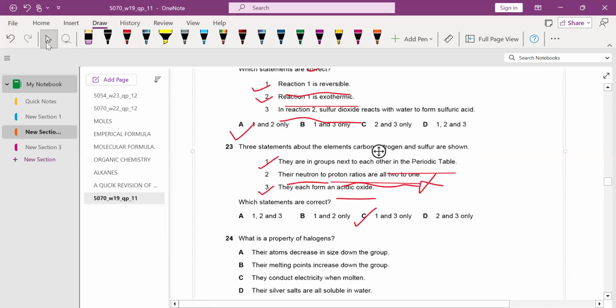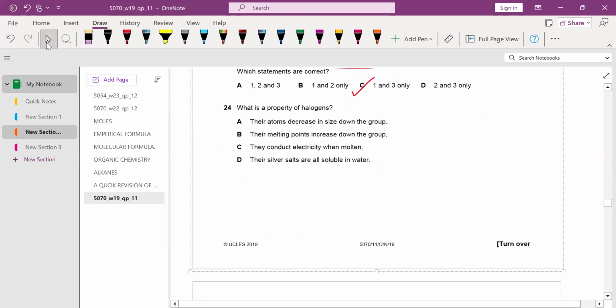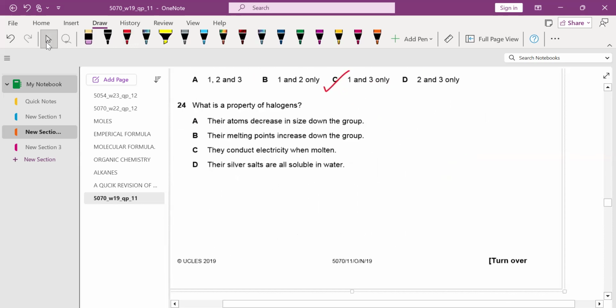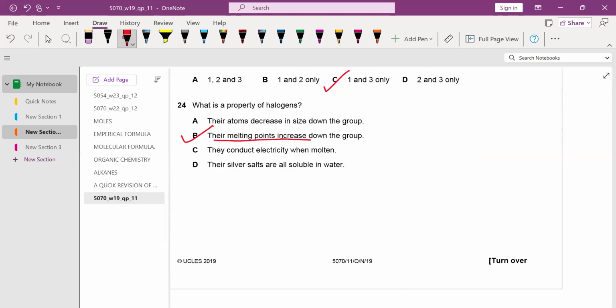Question number 24. Which property for halogens is correct? You need to memorize these properties for halogens and for group 1 metals, which are known as alkali metals. So option B is correct: their melting point increases down the group.